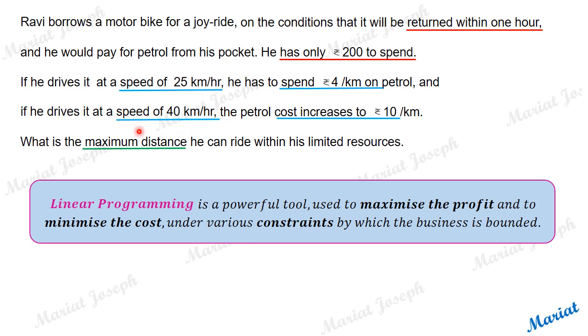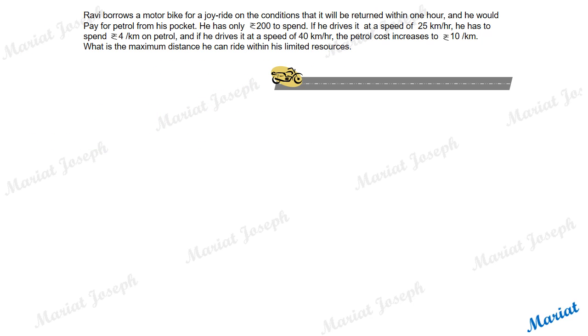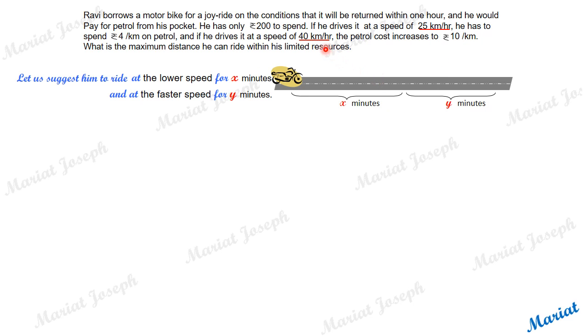As he doesn't have any more data with him, he prefers to choose either of these speeds only in his ride. Suppose Ravi is ready for his ride. We are going to suggest him to ride for x minutes at the lower speed, that is 25 km per hour, and for y minutes at the faster speed, 40 km per hour. x and y both being time have to be more than or equal to 0, cannot be negative.